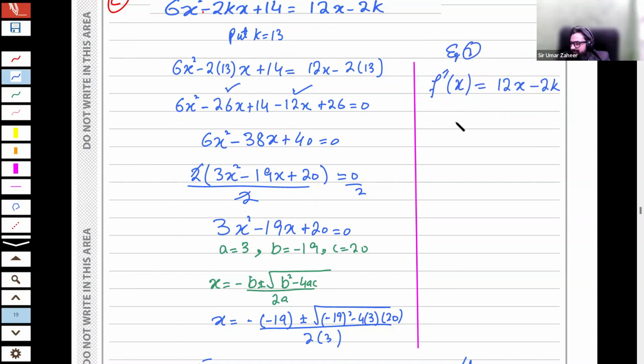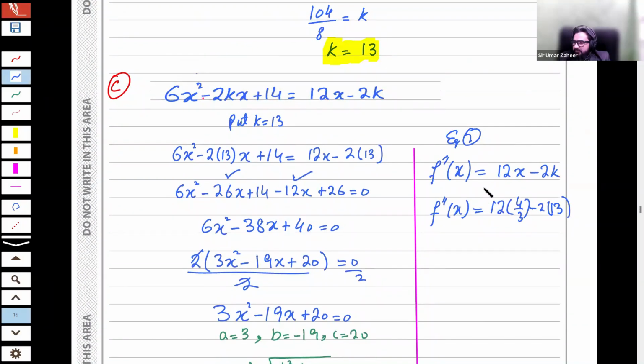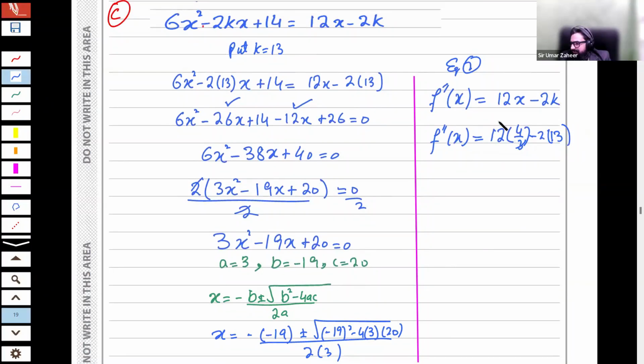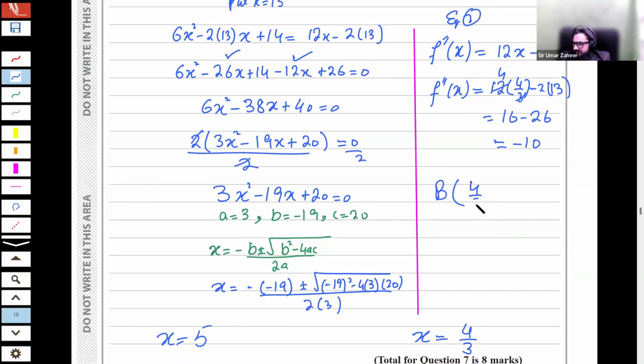Substitute the value of x into equation 2, so the y value is equal to 12 into 4 by 3 minus 2 into the k value we already have, that is 13. So 3 times 4 is 12, 4 times 4 is 16, minus 2 times 13, it will be 26. So my final answer will be minus 10. So we'll get the coordinate b will be 4 divided by 3 comma minus 10.